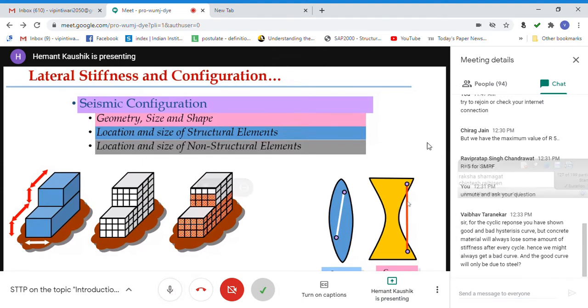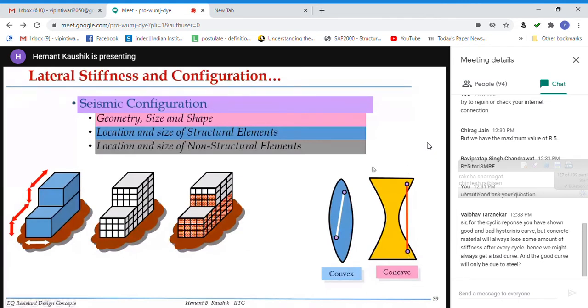So this is a very interesting type of irregularity. If this is a structure in plan, and you consider any 2 points on this structure, you try to join these 2 points. If the line joining these 2 points falls outside the structure, then it is an irregular structure, right? Now, which type of irregularity is this? You go and check the IS 1893. It will tell you what type of irregularity this is.